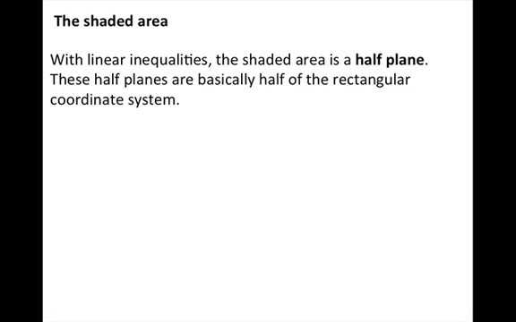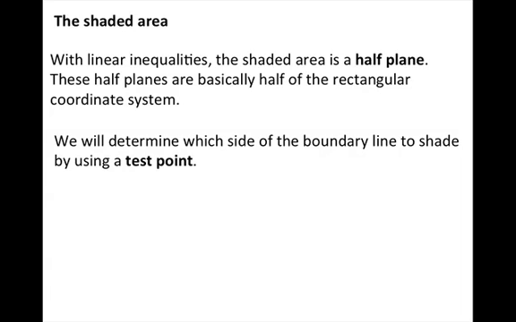Next, let's look at the shaded area. That boundary line divides our plane into two portions. With linear inequalities, the shaded area is a half plane, and these half planes are basically half of the rectangular coordinate system. And then we're going to determine in this class which side of the boundary line to shade by using a test point. There are other methods. I'm just going to stick to the test point method.